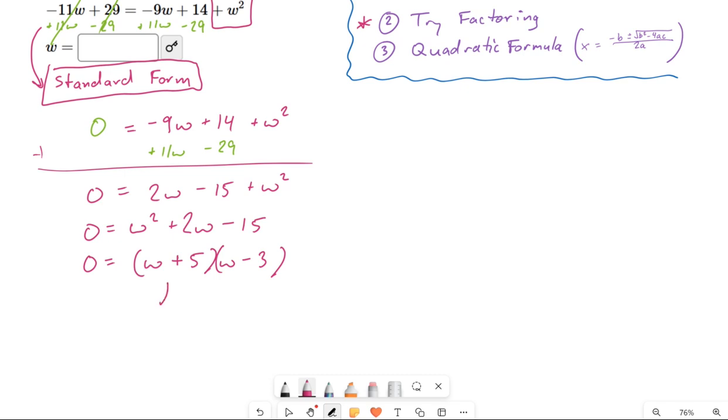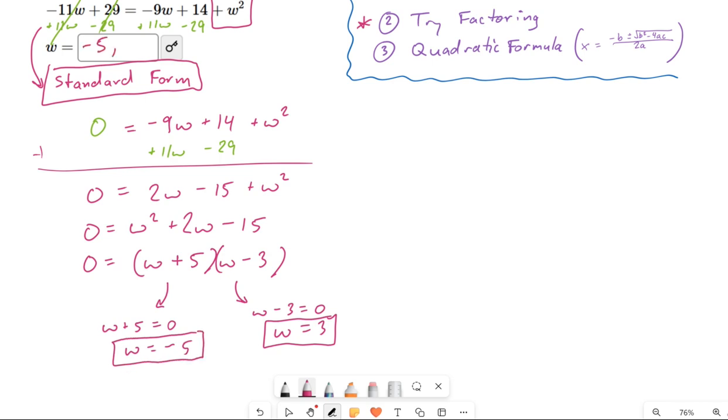Now, from each of these, we get a small little equation, and that's going to be w plus 5 equals 0, and w minus 3 equals 0, which we solve. And that's going to be very quick. We just add the 3 over, and we subtract the 5 over. So now I have two solutions, and that's typical when you have a quadratic. You often get two solutions. It's possible to only get one, but usually you'll have two. Negative 5 and positive 3.